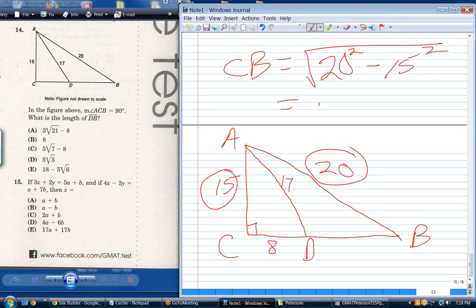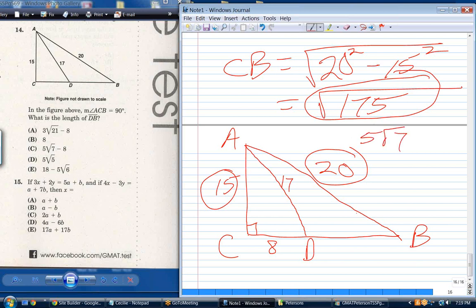Okay, so now we can approximate that. That's 400 minus 225, so that's 175. Now can we tell the answer without going any further? No. Well, actually, simplify 175, and you're going to see one of those factors is 25. That's 25 times 7. 25 is a perfect square, so it's 5 root 7.